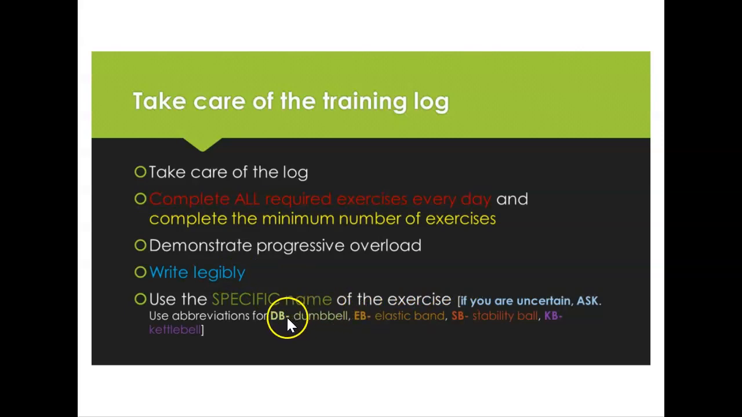So you can write DB for dumbbell, EB for elastic band, SB for stability ball, KB for kettlebell, DL for deadlift. So there are some easy items. So if you have questions, please see me and let me know, and I'm here to help you.